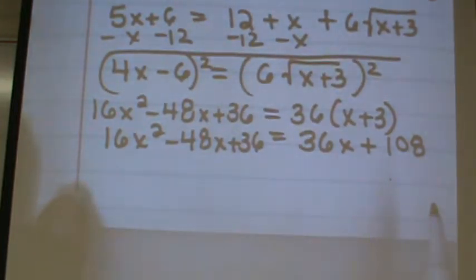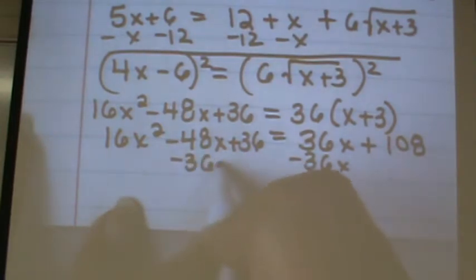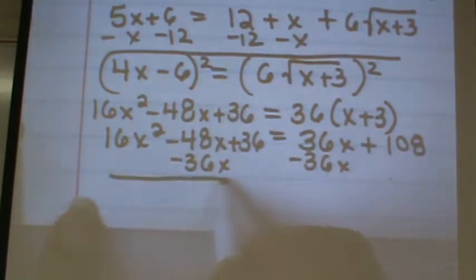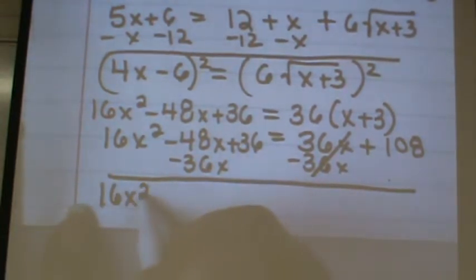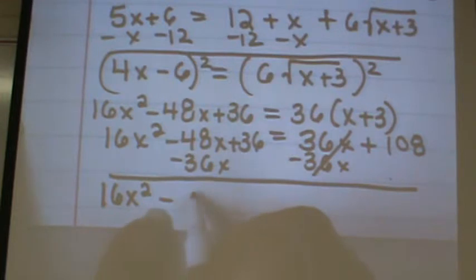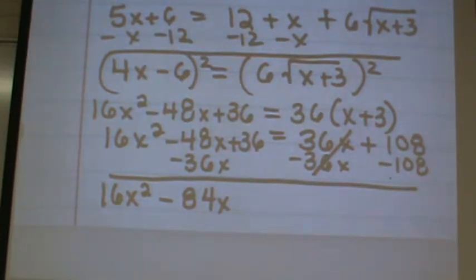Okay. Now we're going to subtract 36x. And this becomes, I'll draw a line here so I don't get confused. We have 16x squared minus 84x, and then subtract 108. And that is going to give you, get my calculator. We have 36 minus 108, and I get negative 72.